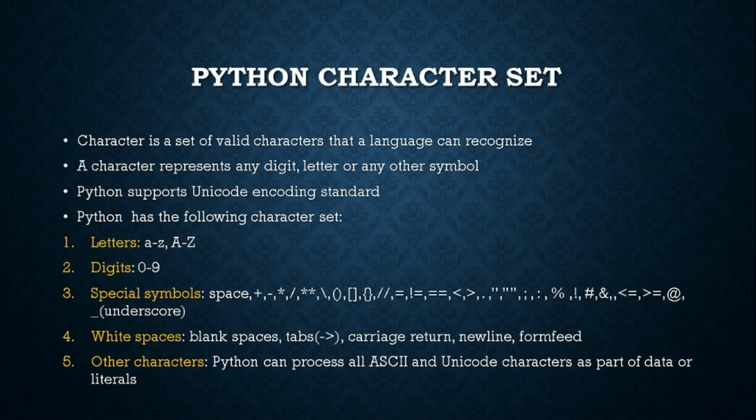Python supports the Unicode encoding standard. Now Python has the following character set. Letters: we have small letters a to z and capital letters A to Z. Digits: we have 0 to 9. And we have special symbols like space, addition, subtraction, asterisk, division, and many more symbols. We have the at the rate symbol, greater than equal to, less than equal to, and underscore. White spaces: we have blank space, tab, carriage return, new line, form feed. Other characters: Python can process all ASCII and Unicode characters as a part of data or literals.